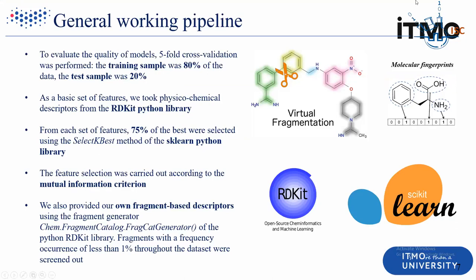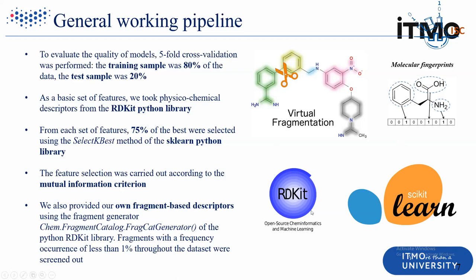I continue with the general working pipeline. I was talking about the molecular descriptors, and here's an example of how the molecular descriptor is encoded in different keys, like different fingerprints. You have Morgan circular fingerprints, Avalon fingerprint, which is also widely used in minimum topology similarity, and from each of the data sets of features, 75% of the best were selected using the SelectKBest method of the scikit-learn Python library. The feature selection was carried out according to the mutual information criteria, and we also provided our own fragment-based fingerprints using the fingerprint generator, which is part of the RDKit library. Fragments with the frequency occurrence of less than 1% throughout the database were screened out.